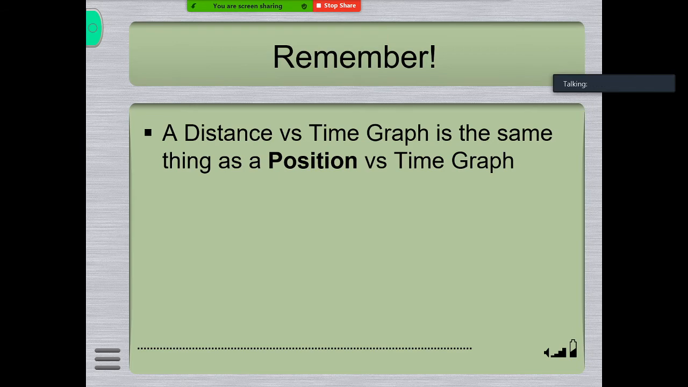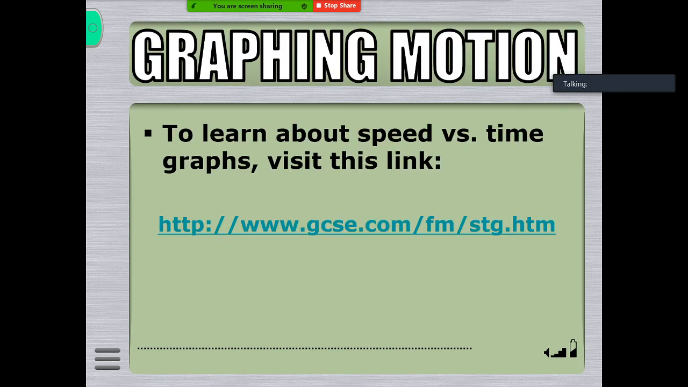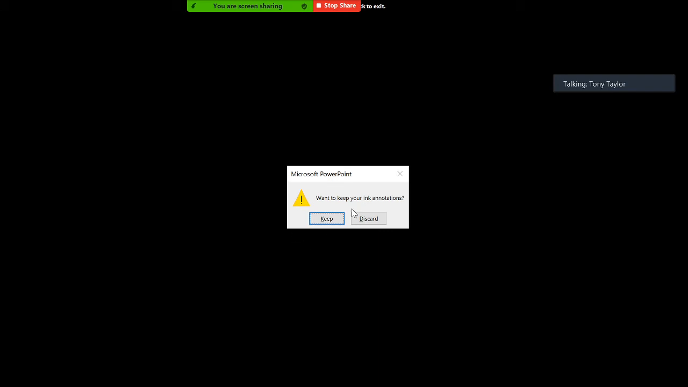And just remember something that I already said. Anytime you see a distance versus time graph, know that means the same thing as a position versus time graph. Distance time graphs and position time graphs are the same thing. Those terms are used interchangeably in this course, specifically when we're talking about graphing. And that is the end of the PowerPoint.